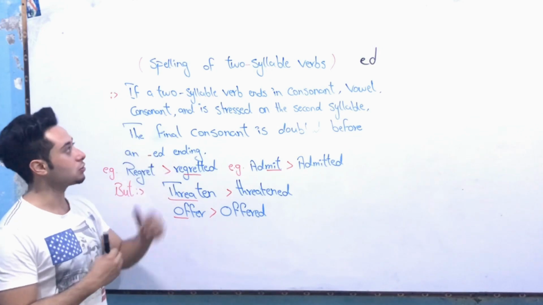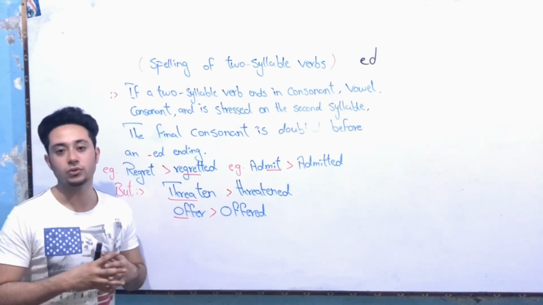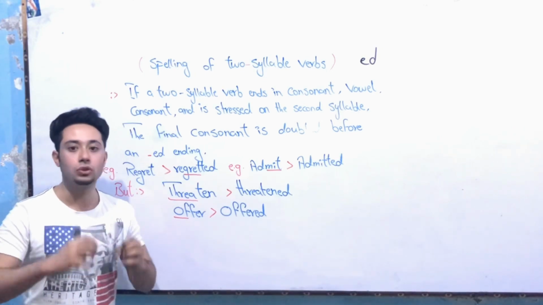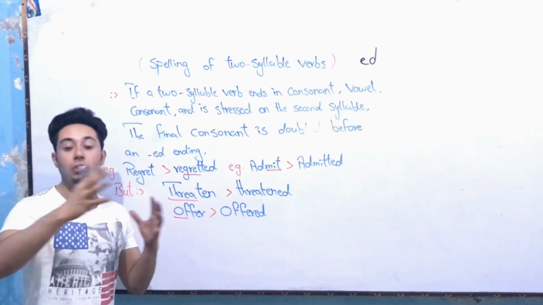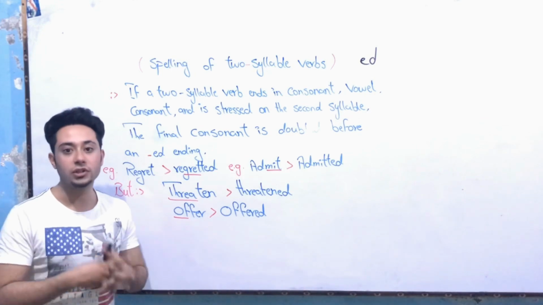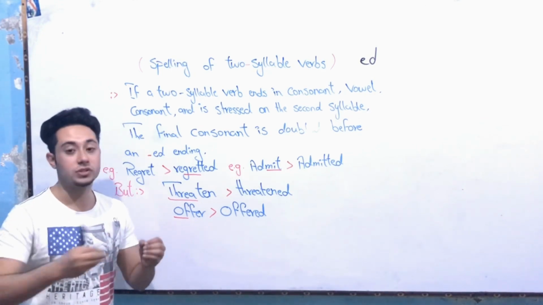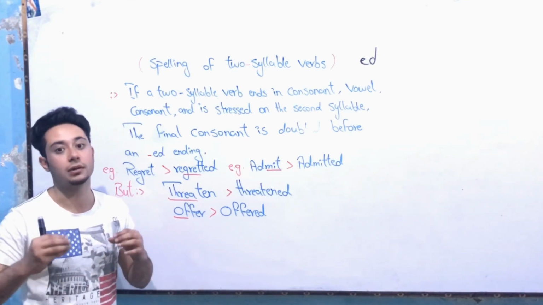My dear all friends, as you can see, today we are going to present a grammar lecture. It's really a nice grammatical lecture. We are going to learn what we can do with two-syllable verbs when we want to change them into second or third form. It means when you want to change the base form of a regular verb to second form or third form, what are the rules of using D and also ED?